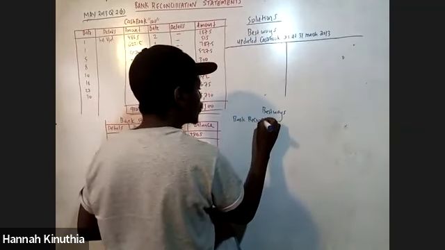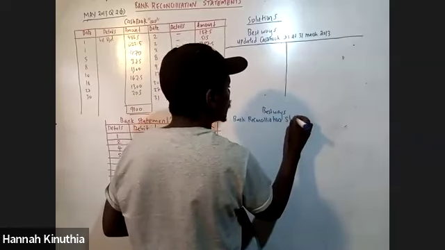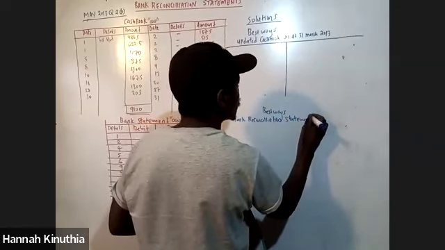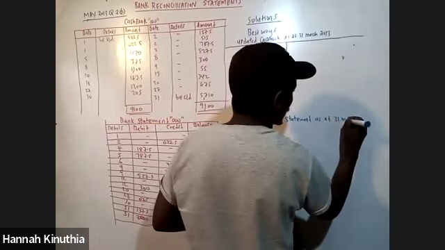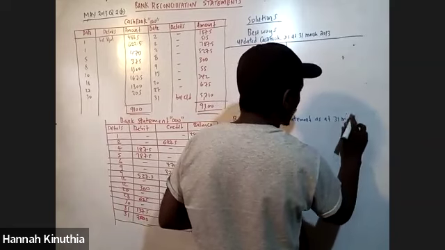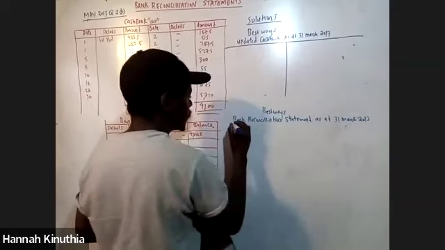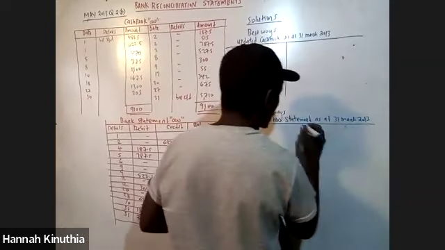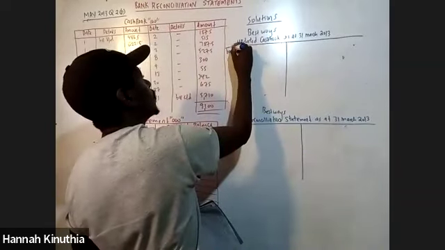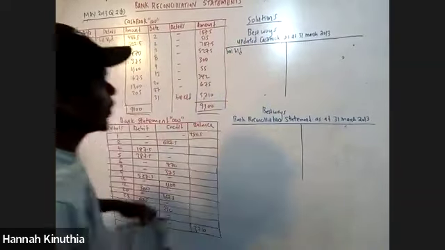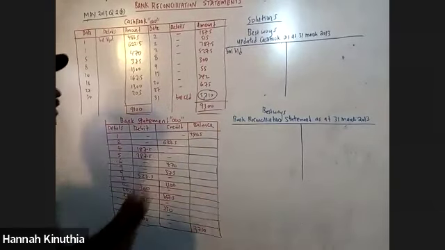Bank reconciliation statement as at 31st March 2013. Now you start with the balance breakdown. So for the balance breakdown, you take the balance at the end.